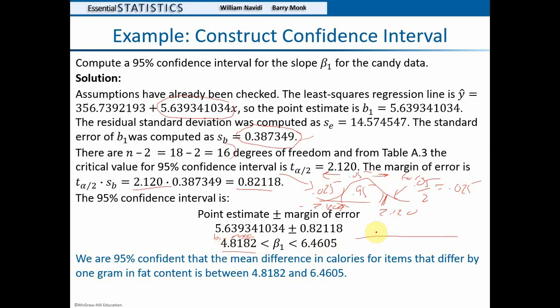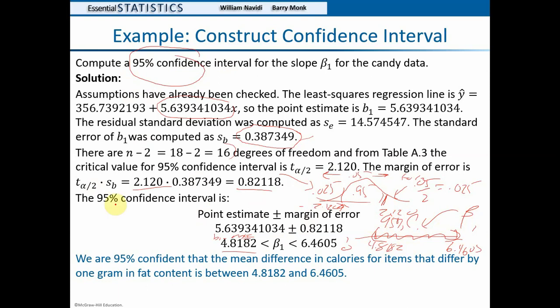So if we drew this out, here's a number line, down here is 0. We say this is 4.8182. This is 6.4605 on a number line. Somewhere in here, we can't say where, is going to be beta 1, the population slope, with 95% confidence. So that interval matches with 95% confidence.